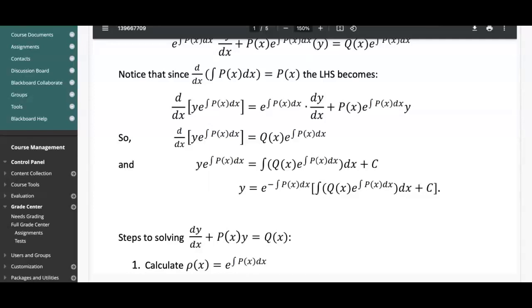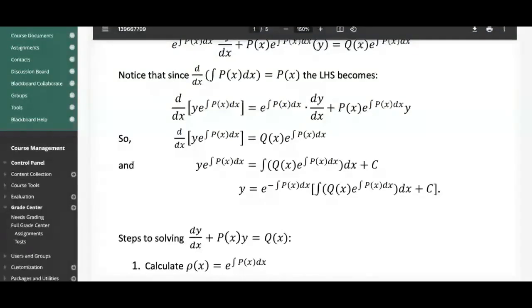Yes, David? Sorry, where does that constant come from again on the right side? Because you didn't take an integral yet?